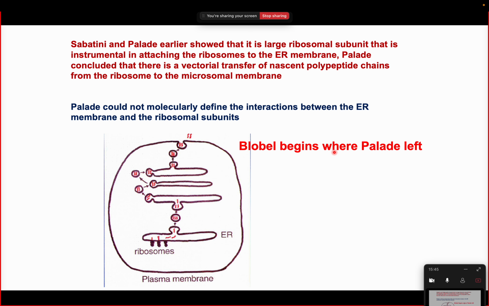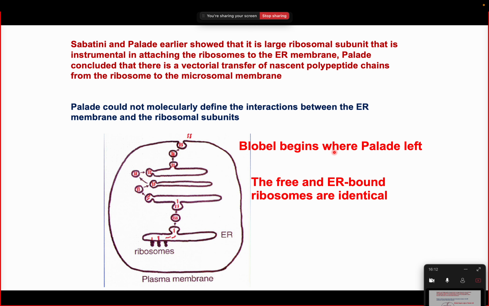So Blobel suggested the signal hypothesis, that the proteins and the machinery of translation are subjected towards the ER and then the secretory protein pathway occurs. But even till that time it was not clear what brings some of the protein towards the ER and some of the protein do not get directed towards the ER. So from there Palade actually started.